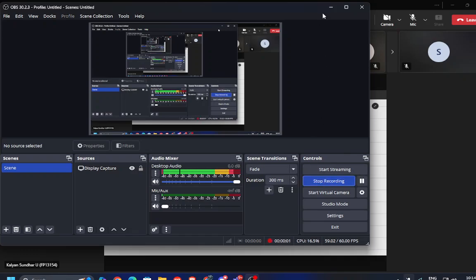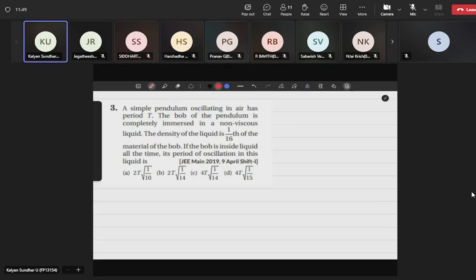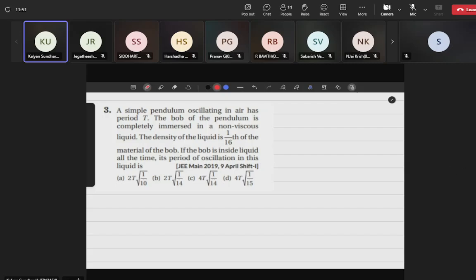The time, its time period will be what? So when it is outside, in air, the time period is t, and when it's immersed in a liquid, then its time period is something else. So how many times t you have to find out, right? And all they have given is that, when it is outside, the time period, let it be the pendulum, right?